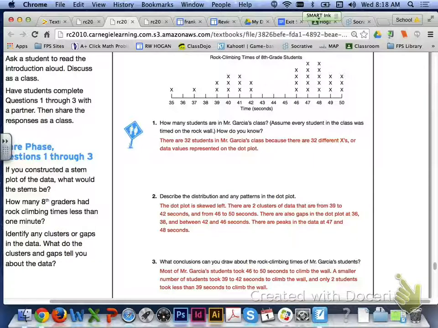There are 2 clusters of data from 39 to 42 and from 46 to 50. There are gaps in the dot plot, 36, 38, and between 42 and 46 seconds.